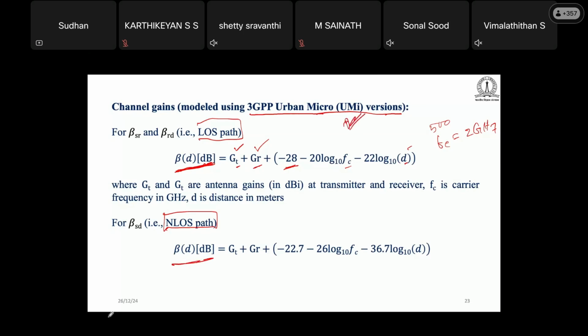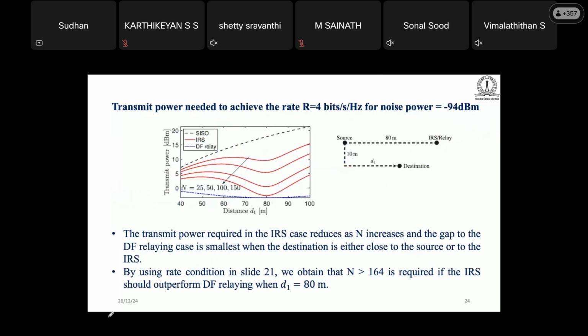Okay, and in every communication system, let's say Wi-Fi, Bluetooth, or cellular system, there is some kind of specific model we use. Those models are based on frequency, distance, and gain, all these things we measure. So if you go through Rappaport's Wireless Communications, there are many Hata models. So this is a specific type of model. In this case, this is the 3GPP urban micro version channel model.